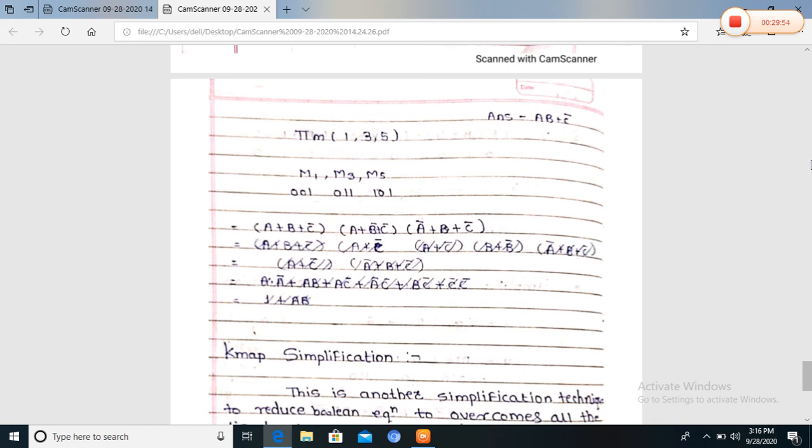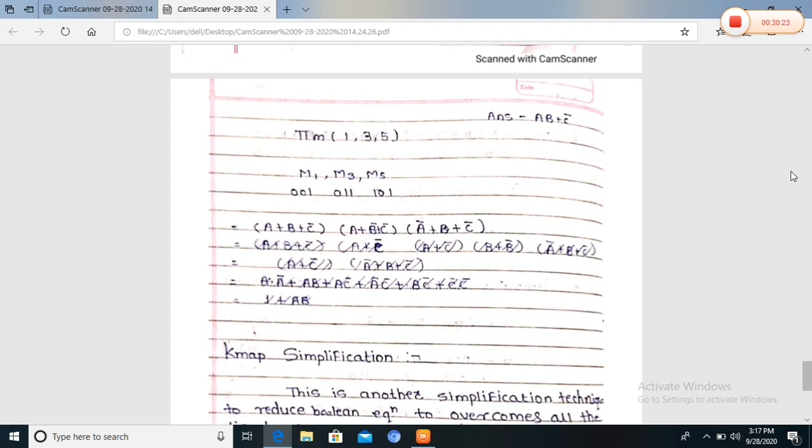Then the max term is represented in SOP form with 4 variables. 2 raised to 4 means 16, so the values are from the 0 to 15 range. So for those values, 4 variables are required in the expression. Here the values are from the 0 to 7 range, so in POS or SOP they are represented with 3 variables. So here 3 variables are required.